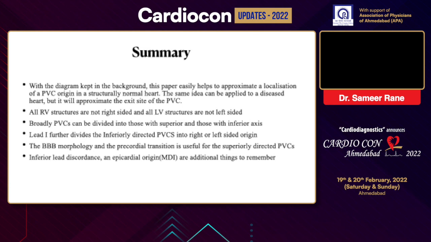Broadly, PVCs can be divided into those with superior and those with inferior axis. Lead 1 further divides the inferiorly directed PVCs into right or left-sided origin. The bundle branch morphology and the precordial transition are useful for the superiorly directed PVCs. Inferior lead discordance and epicardial origin are additional things to remember.